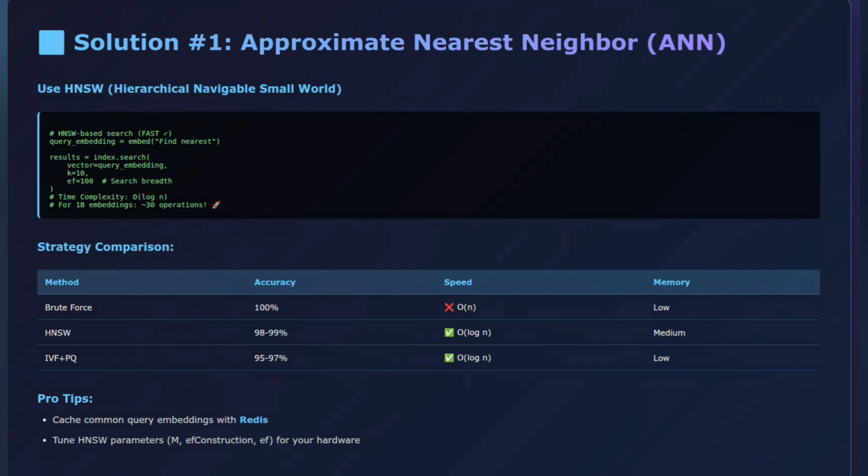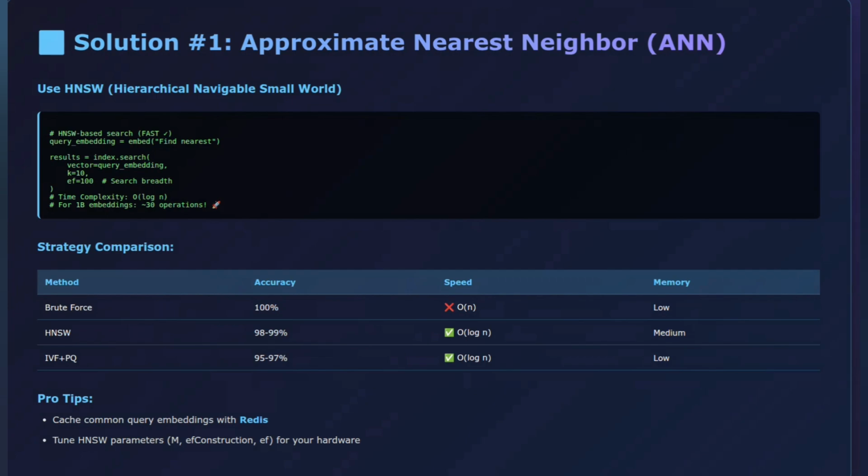IVF plus PQ sacrifices a tiny bit of accuracy but uses even less memory. Beyond the algorithm, here are practical tweaks that work. Cache common query embeddings. Your users probably ask similar questions. Use Redis or an in-memory cache to skip the index lookup entirely for repeated queries.